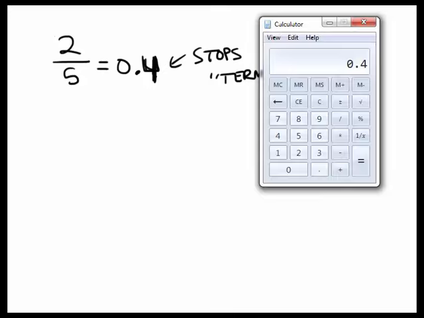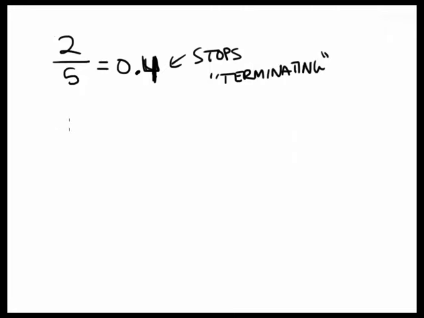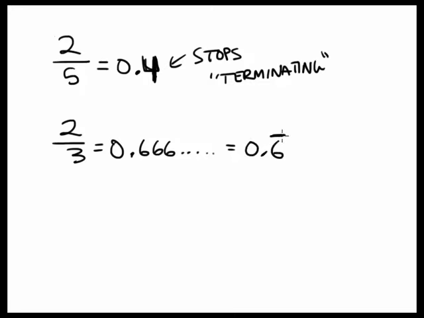And sometimes, however, if I want to do, for example, 2 divided by 3, which doesn't look too much different from 2/5, you press enter, and oh my goodness, it looks like this thing goes on forever. So sometimes you get decimal representations that go on forever. 0.666 dot dot dot goes on forever. We actually write this as 0.6 with a bar over it, and so this one is a non-terminating decimal.